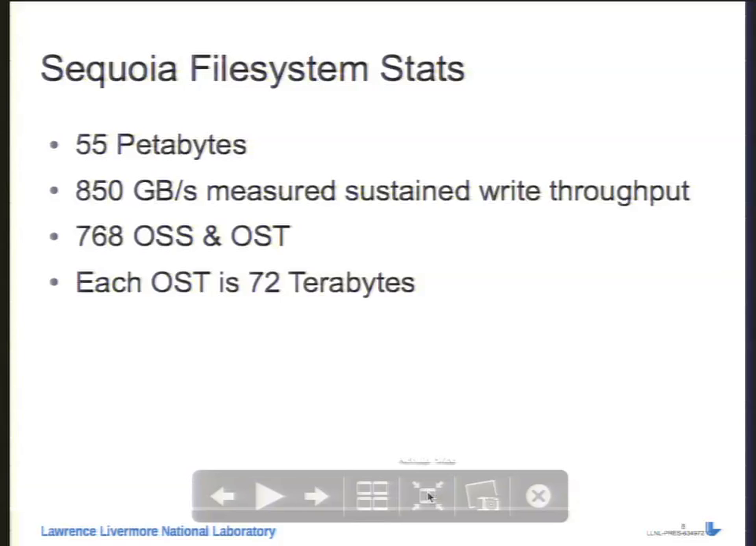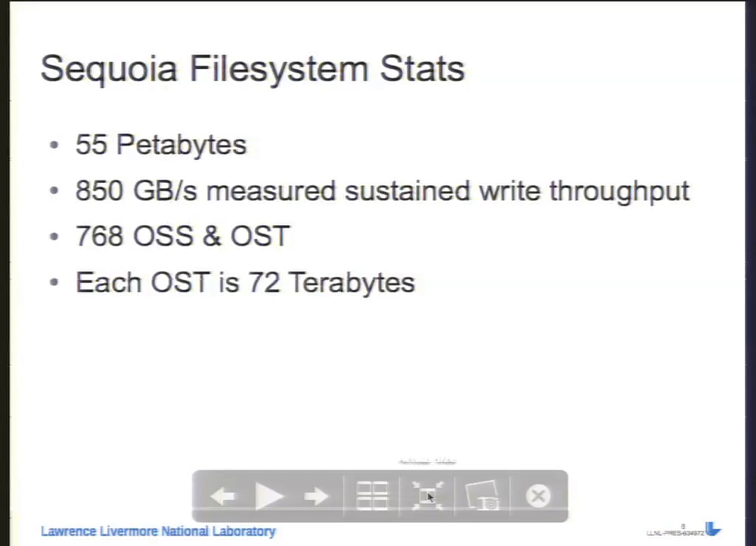The file system we built to take care of all that data is 55 petabytes in size. We've measured it at 850 gigabytes per second during sustained write performance. Our minimum requirement was 500. Our stretch goal was 1 terabyte a second. So we easily exceeded our minimum, but we're still trying to hit the target of 1 terabyte a second. And I'll go into a little about what our problems are there in a moment.